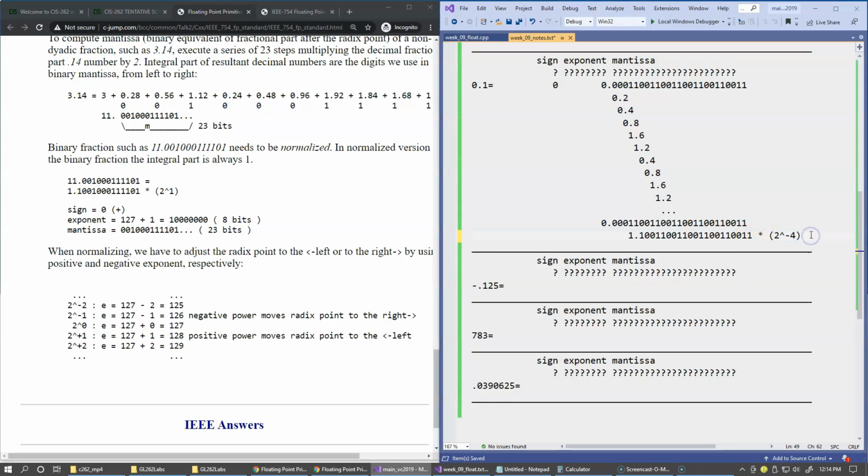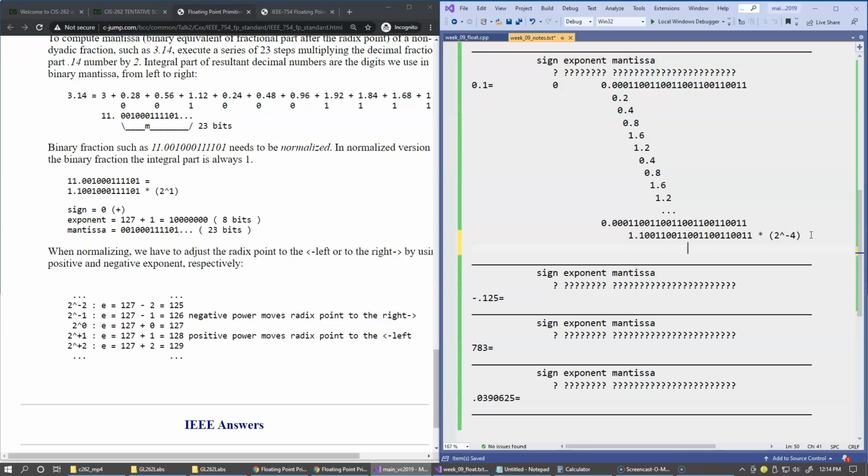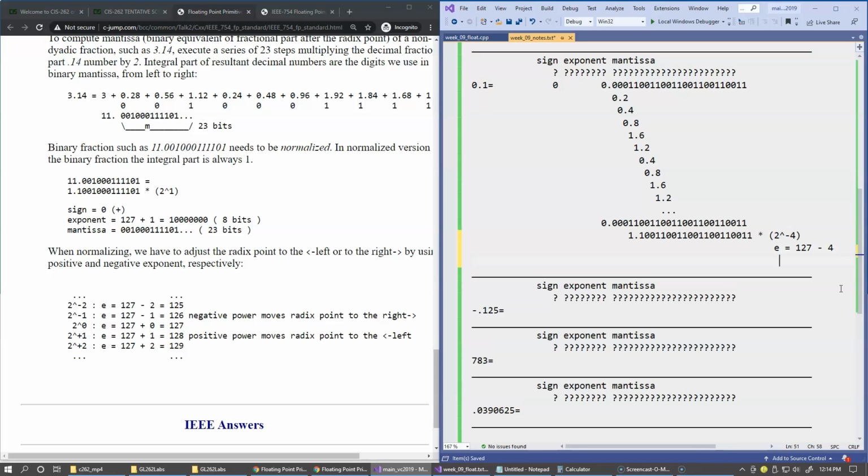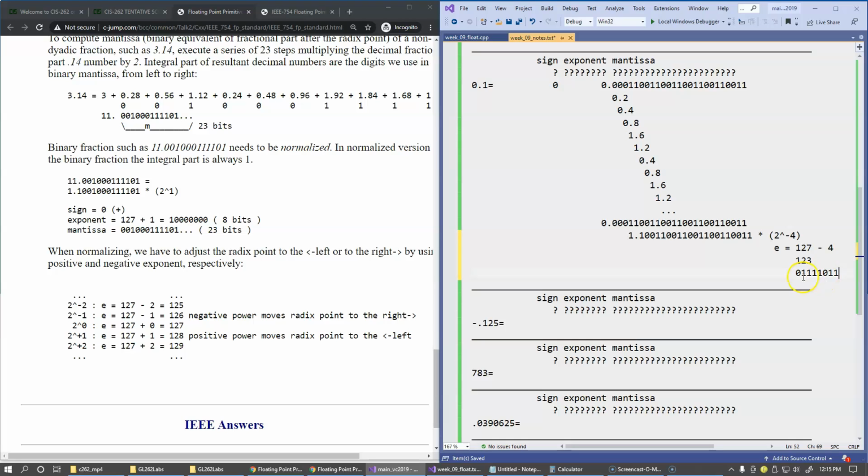So our exponent is going to be essentially e equals 127. It's always 127 plus or minus what we have to use as our power. So this will be -4, which is 123. Right, so the result is 123, which is binary 0 1 1 1 1 0 1 1. Okay, so this is our exponent.